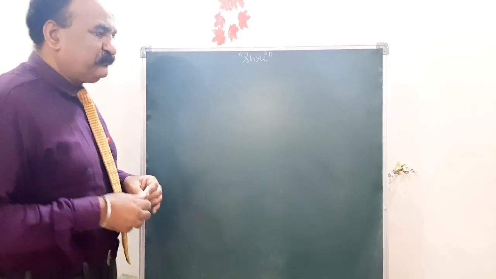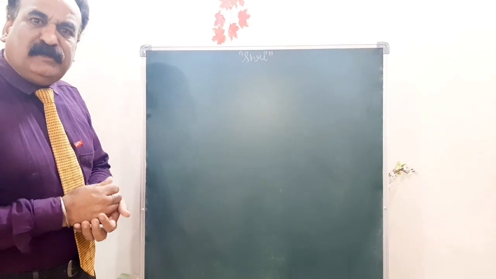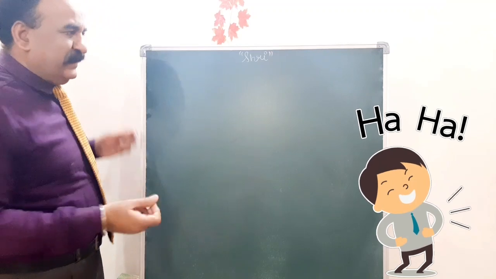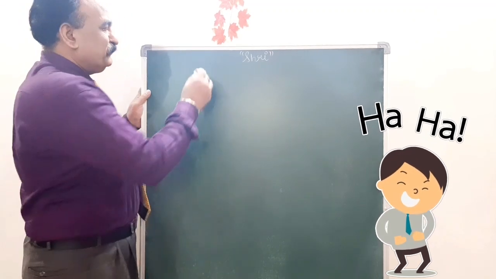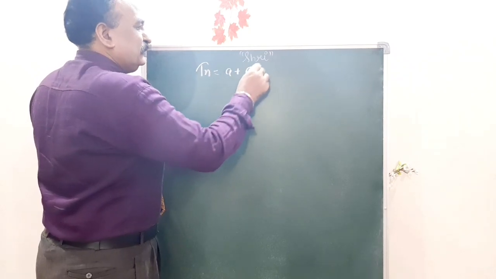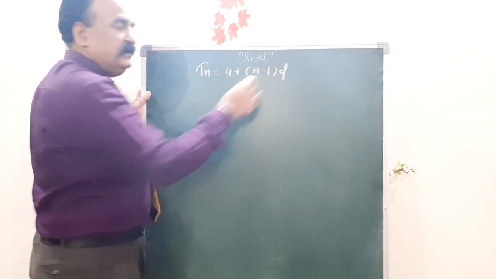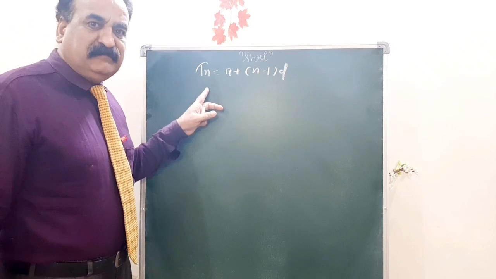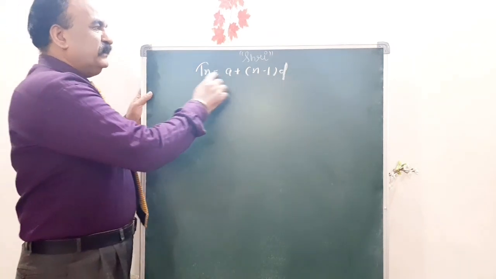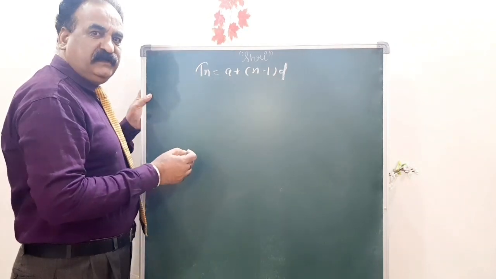Let us see. I have given you some formulae of the arithmetic progression, the so-called Aloo ka paratha. Let me revise those things. Tn is equal to a plus n minus 1 into d. This is the nth term. It means the last term of an arithmetic progression. So Tn is equal to a plus n minus 1 into d.